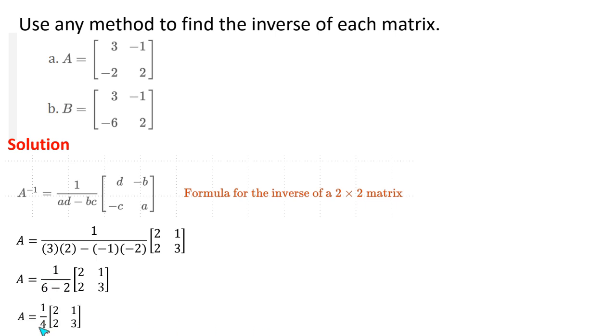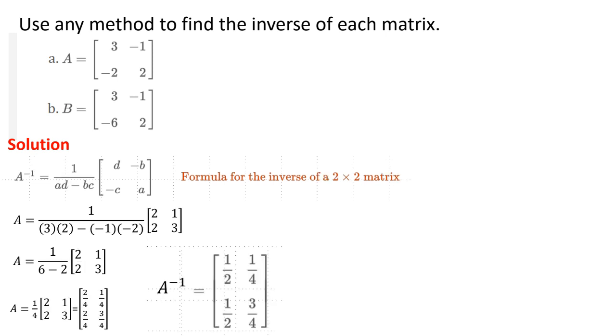So 6 minus 2 is 4. So I get 1/4 times the matrix. Multiply it times each of those numbers. So 1/4 times 2 is a half. 1/4 times 1 is 1/4. And 1/4 times 2 is a half. 3 times 1/4 is 3/4.